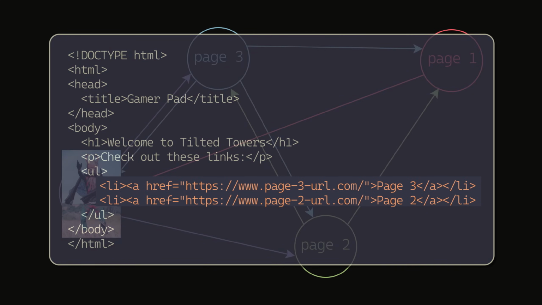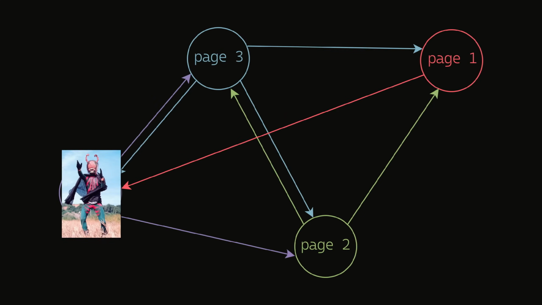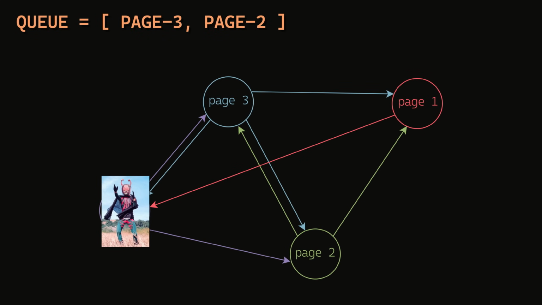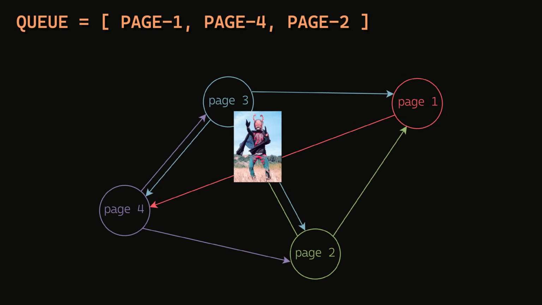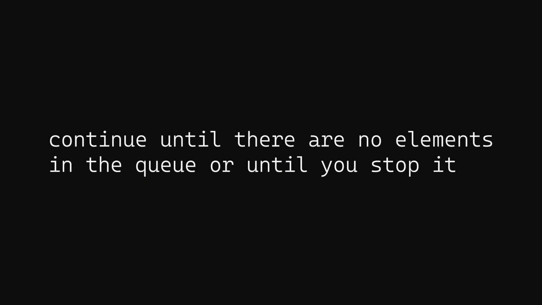By looking at the code, you can collect all the links you find in the HTML tags and put all those links into a queue. Then you repeat the same process by popping the next URL from the queue. This will continue until you run out of elements in the queue or until you stop it.